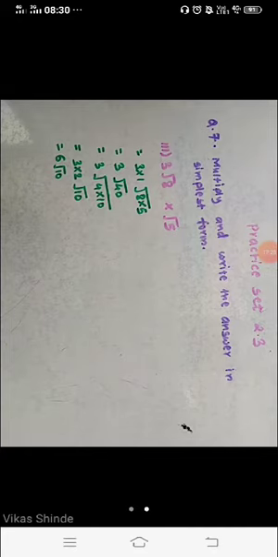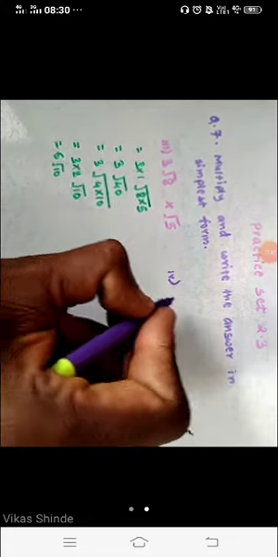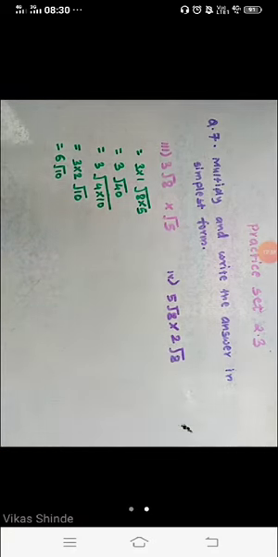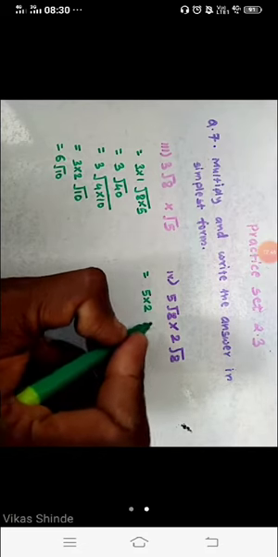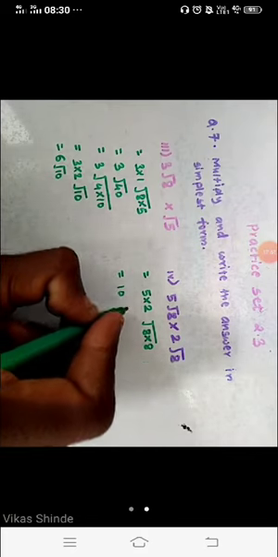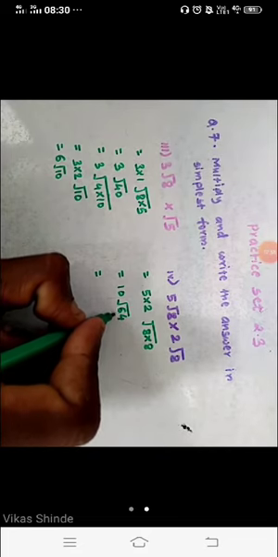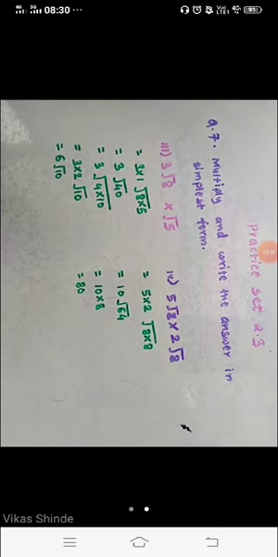Now see the next question, question number 4 here, student. 5 under root of 8 into 2 under root of 8 here. In this question, always keep in mind, always multiply the outside numbers and the inside numbers. 5 into 2 under root of 8 into 8. So here 5 2 the 10, 8 into 8 is 64. Now we can take the square root of 64, which is 8, and 10 into 8 is equal to 80, the answer of this question.